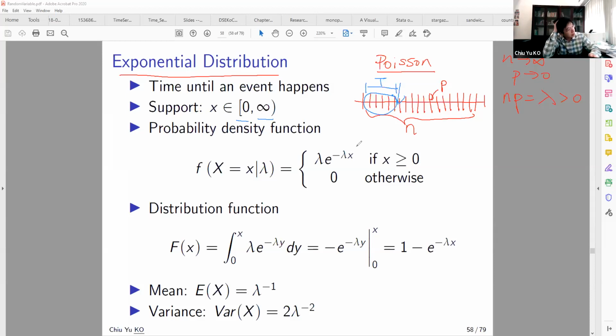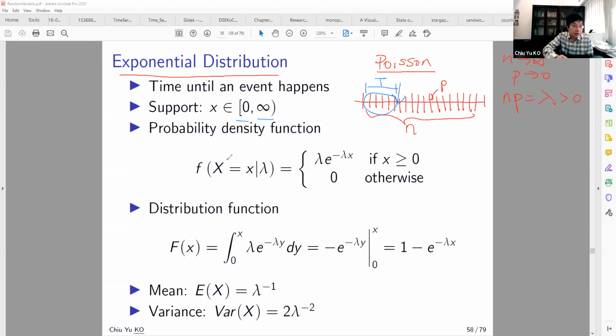Basically you're asking when, in the example, when a protest would happen, when a 999 call would happen, when the rare event would happen. If you're asking how many rare events happen, then it will be Poisson. But when asking when, the time until the next event happens, it will be exponential. I hope that's clear. That's why they're closely related to each other.